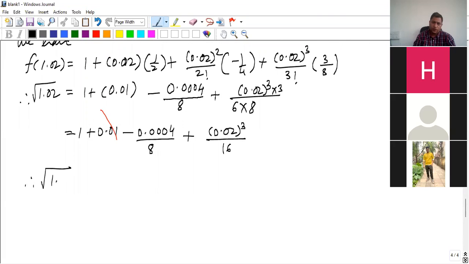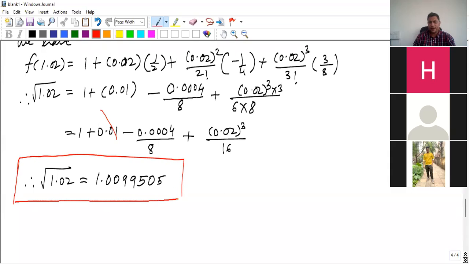So we can have the square root of 1.02 is equal to 1.0099505. Okay, that's why I said we write up to 6 digits, so we can compare how many digits we have got correct. And we can say this is approximately this.